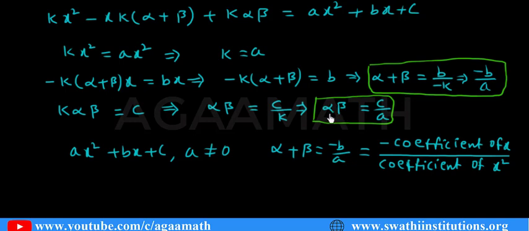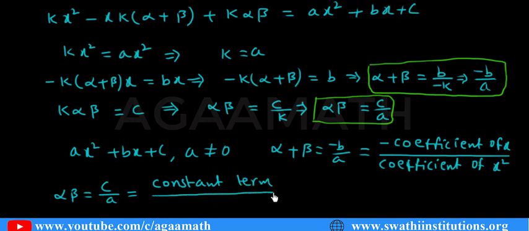Now let me take the product also then. Here what is the product of the zeros? Alpha into beta is the product of the zeros. We got that is c by a. So according to the polynomial which we have taken, c is nothing but the constant term here, by a, which is nothing but the coefficient of x square.